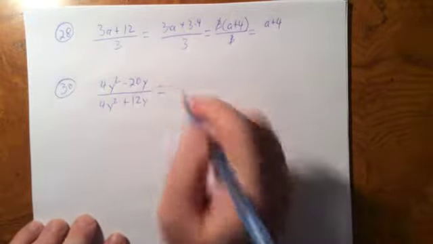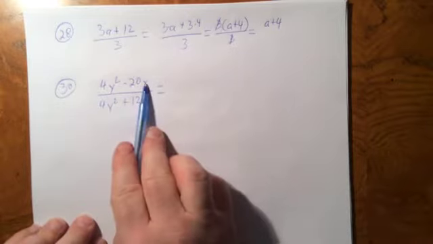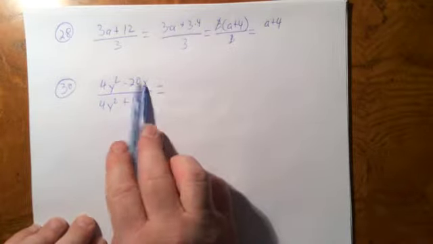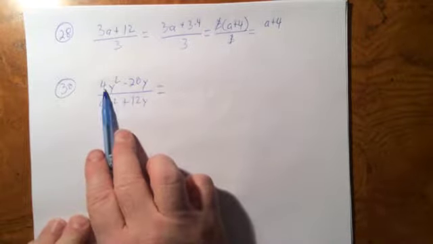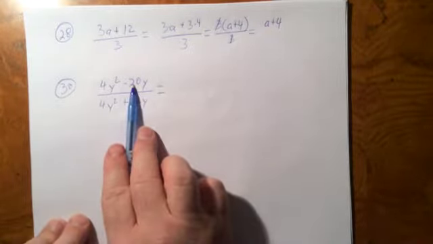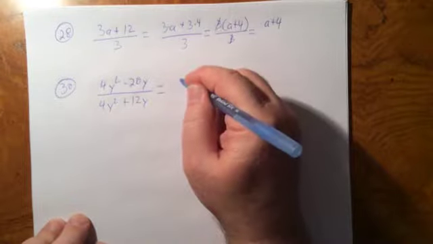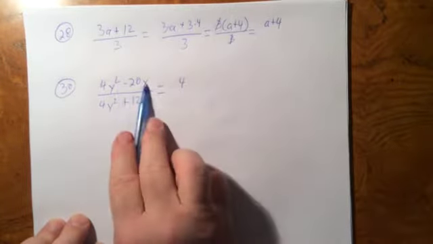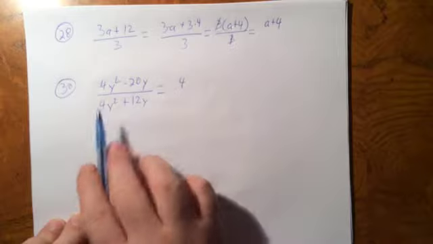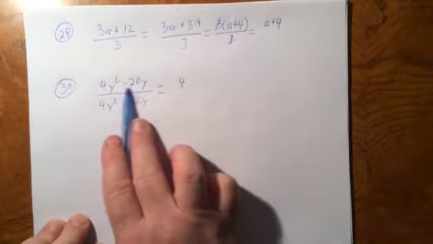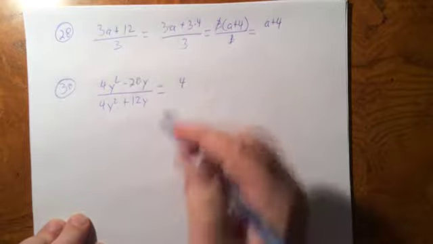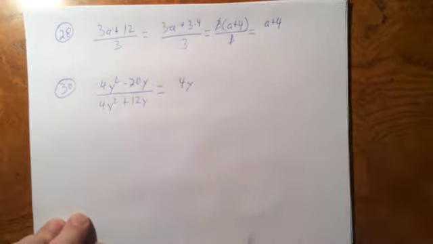For example, we take a look at 4y squared minus 20y. For the 4 and the 20, the greatest common factor for 4 and 20 is going to be 4. So we are going to factor 4 out of the binomial here. For y squared and y, we know that y is common between these two, so we're going to factor y out of this.